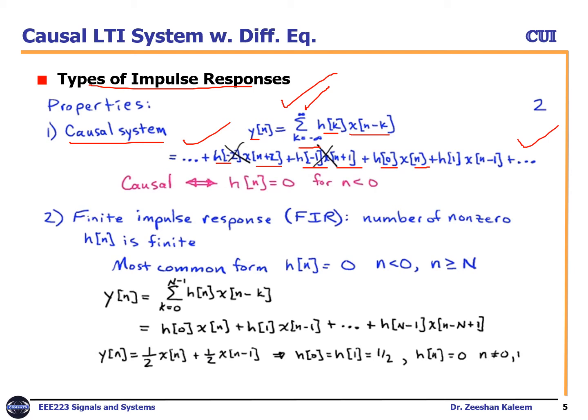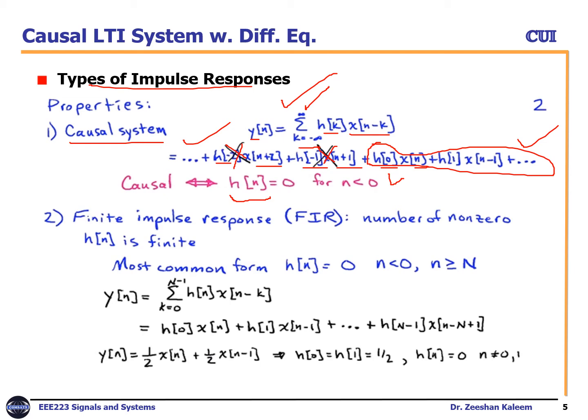But for a causal system, you know that there should be no output before the input, right? This is called causal. So for n less than 0, we consider h[n] equal to 0. That's why these terms with the minus sign will become 0, and we only have the terms which occur at 0 or above, right? So this is called the causal system.